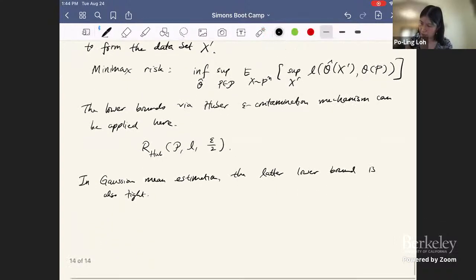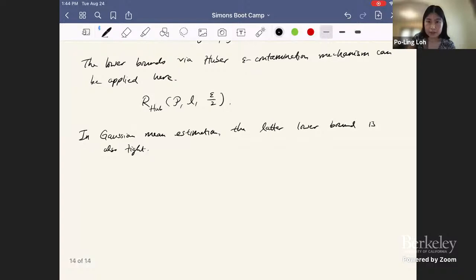Then the other form of contamination that I wanted to touch on briefly, because this is something that I've looked at a bit in my own work, is Wasserstein contamination. Okay, so historically, people have looked at Huber contamination because Huber was one of the key people in robust statistics, but you might consider other perturbations of a distribution.